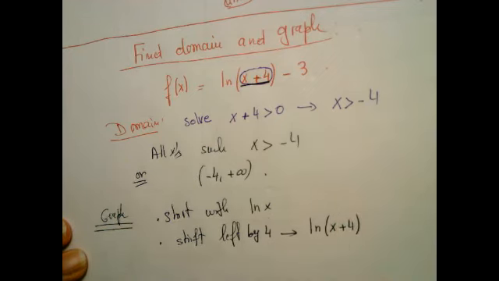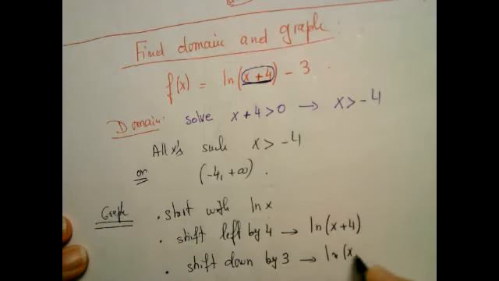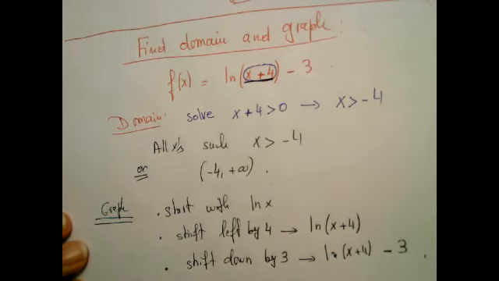So ln of x plus 4, you have to get it by shifting left by 4. And finally, you have to shift down by 3. When you shift down by 3, you will get ln of x plus 4 minus 3. Be careful, shifting and scaling is on your quiz tomorrow.